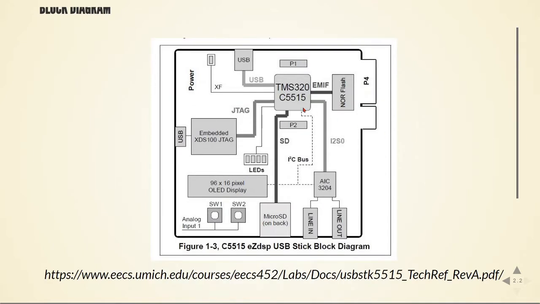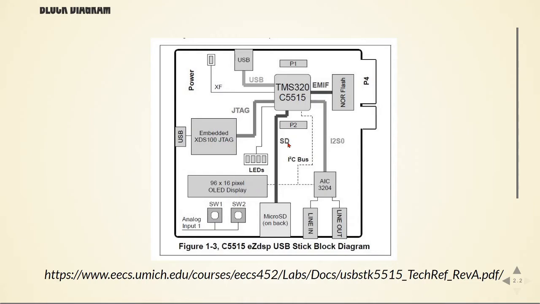And here's the block diagram of the board. So we have the processor here. We have this external memory interface to communicate with memory. We have here the USB port with this embedded XDS100 JTAG emulator, and this JTAG bus here, and we are going to debug and program this processor using this JTAG interface.